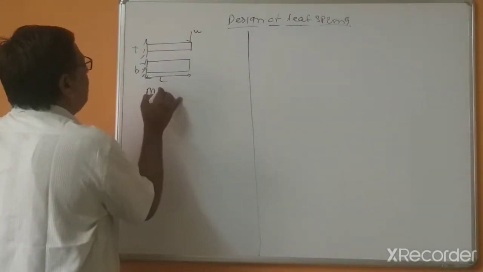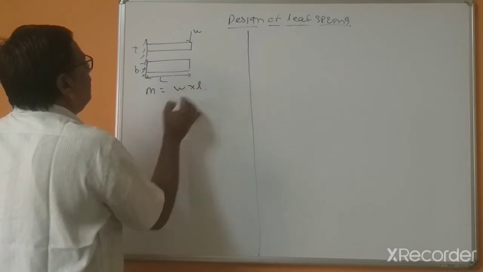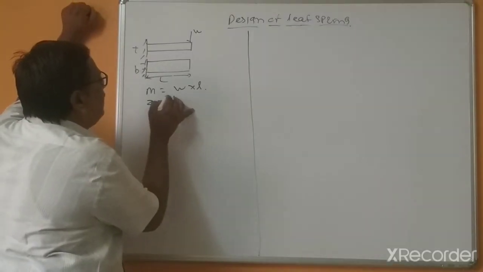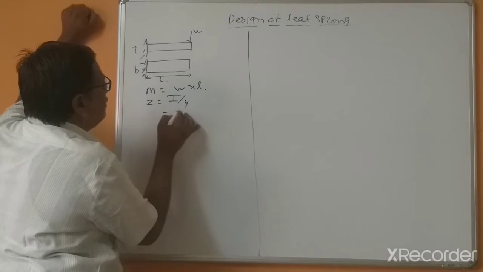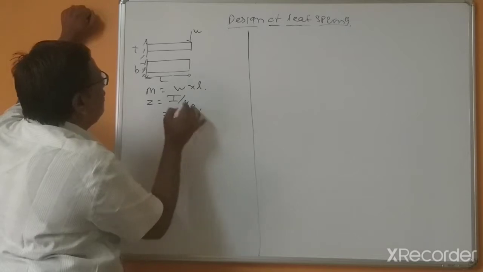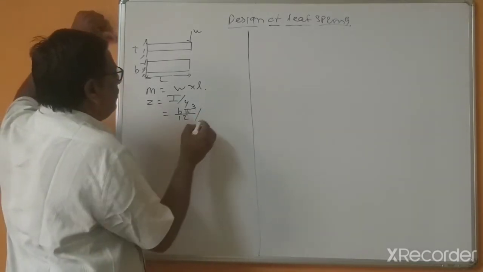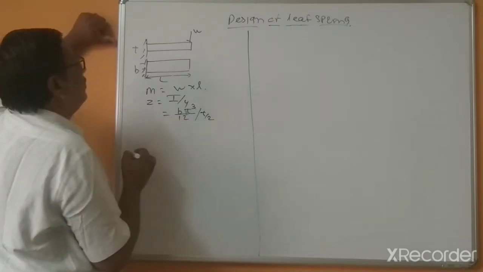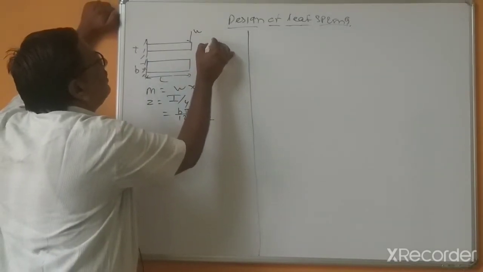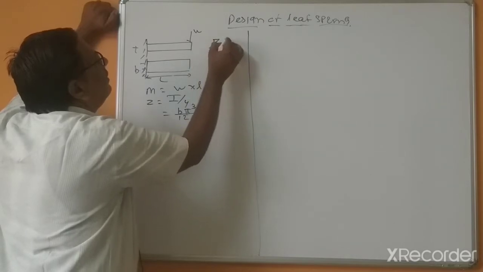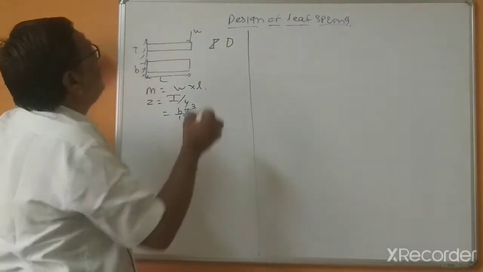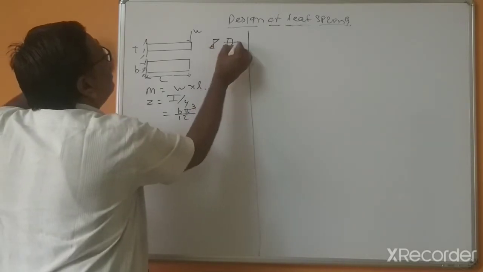So here the moment equals W into L, and section modulus, because here we have b and t, is I divided by y, where I is bt cube divided by 12, and y is the distance, which is t divided by 2 of the thickness. The stresses induced are bending stresses and shear stresses, but the bending stress at the extreme fiber is greatest, so we are considering bending stresses and shear stresses.